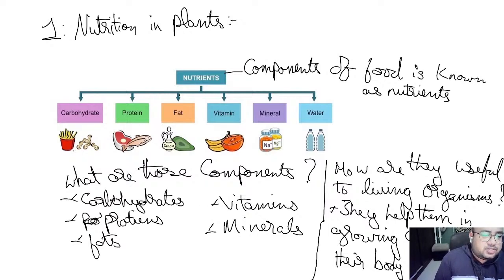So here are a few examples. For carbohydrates, they are like peanuts and fries. For protein it is meat. For fat it is oil. For vitamins it is fruits. And usually minerals are present everywhere, in whatever food we eat or the water we drink, everything.